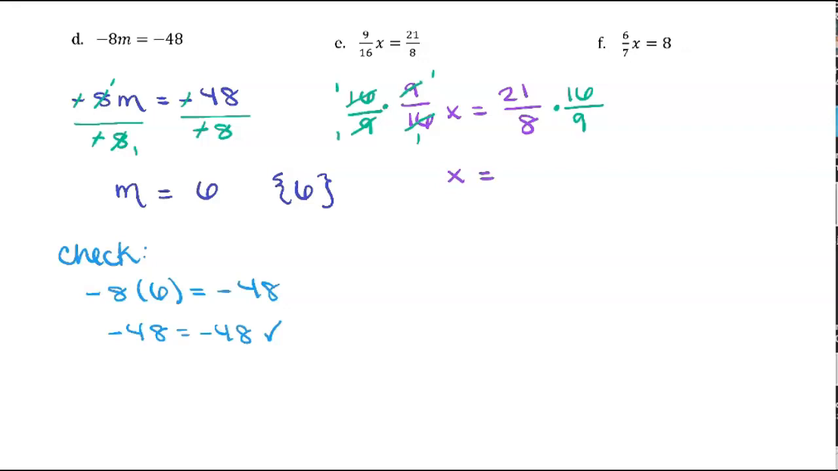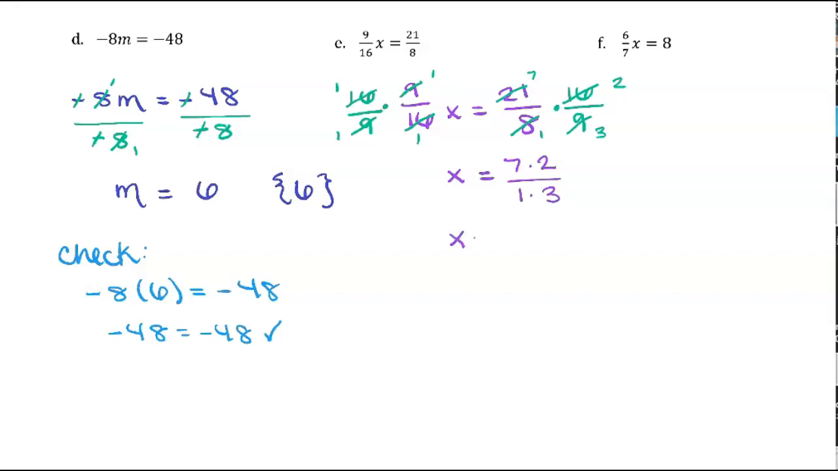On the right, we can also do some simplifying before we multiply. Look at 21 and 9. Those are both multiples of 3. 3 goes into 21 7 times, and 3 goes into 9 3 times. 8 and 16 are both multiples of 8. 8 goes into 8 one time, and 8 goes into 16 2 times. That means we are left with 7 times 2 over 1 times 3, or just 3 in the denominator.